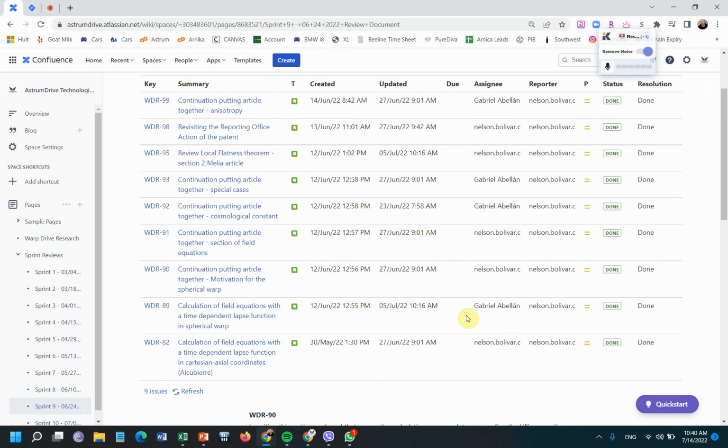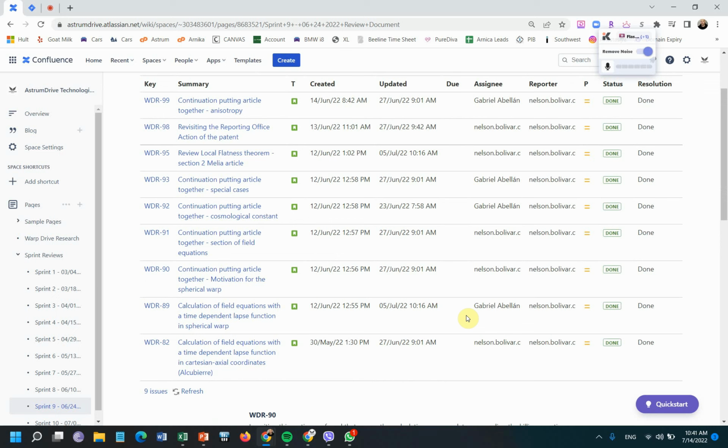Of course, we wrote down WDR 90, which is a motivation, and this section is related to why this metric can work. What are the origins of this metric from the point of view of what we think a warp drive is, and how this makes sense as a warp drive metric, and why it is more clear to read, which is a really good advantage compared with other metrics.